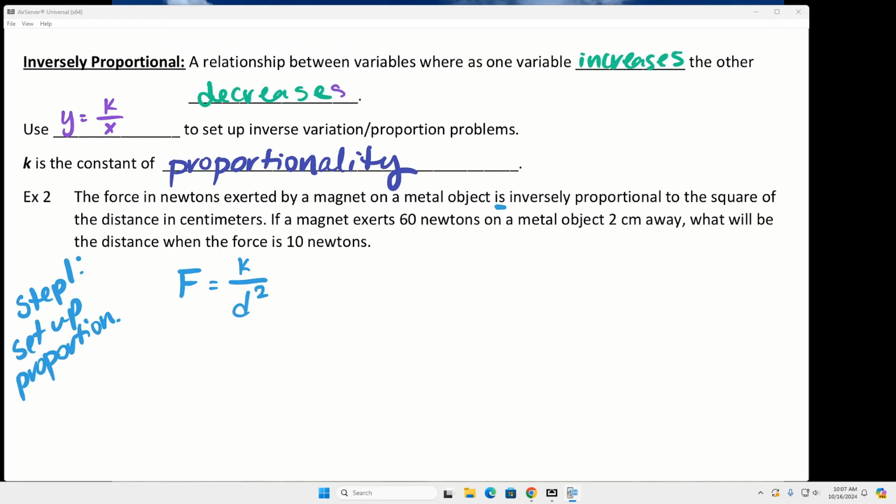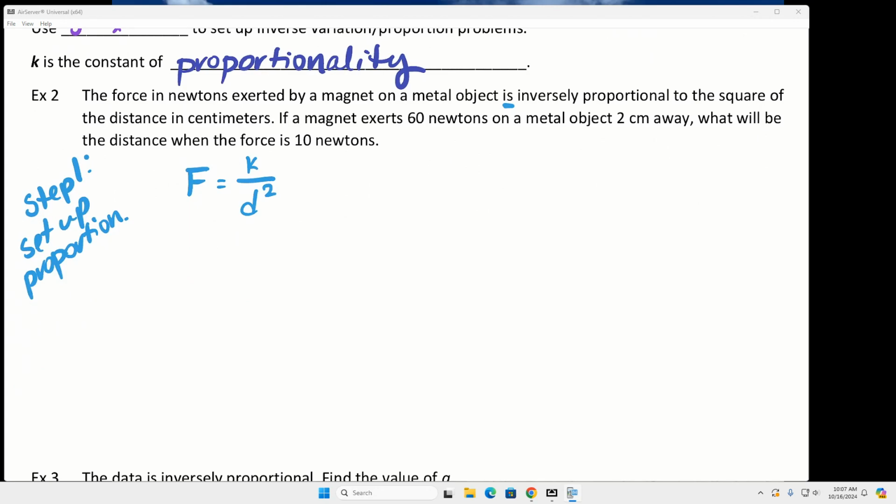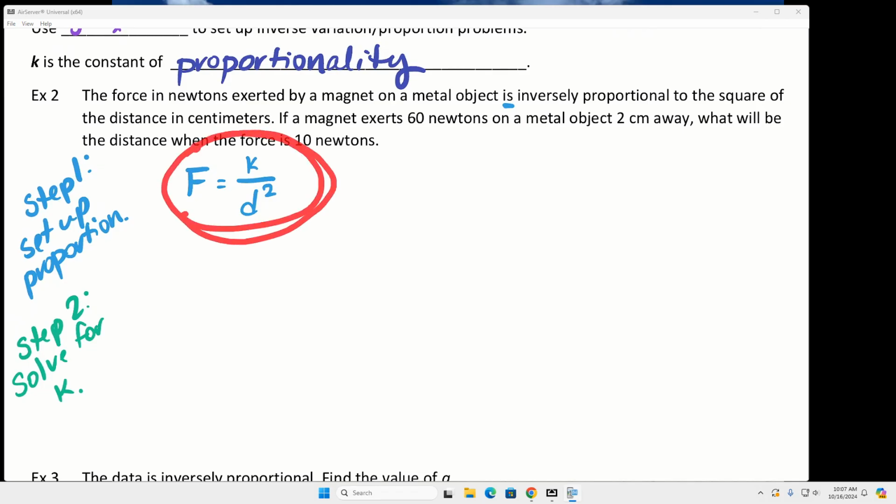All right, and then step 2, we're going to use the second sentence. So if a magnet exerts 60 newtons on an object 2 centimeters away. So step 2 is to solve for K. All right, so if I wanted to take F and D and solve it for K, what would K equal? 60. Let's not use the numbers yet. With F and D, what would K equal? F times D squared, yeah.